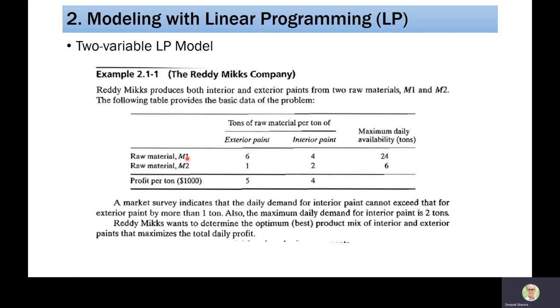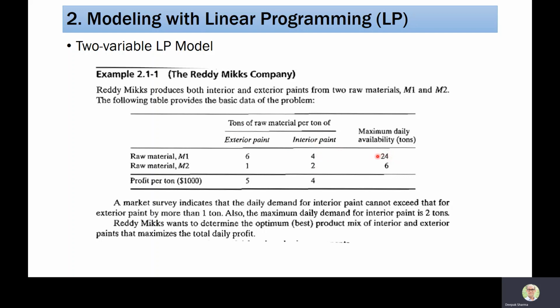So for raw material M1, 6 tons are required by exterior paint and 4 tons by interior paint. Similarly, for raw material M2, 1 ton will be required for exterior paint and 2 tons for interior paint. Which says that if I'm going to make exterior paint, then I need 6 tons and 1 ton, and similarly 4 tons and 2 tons for interior paint.